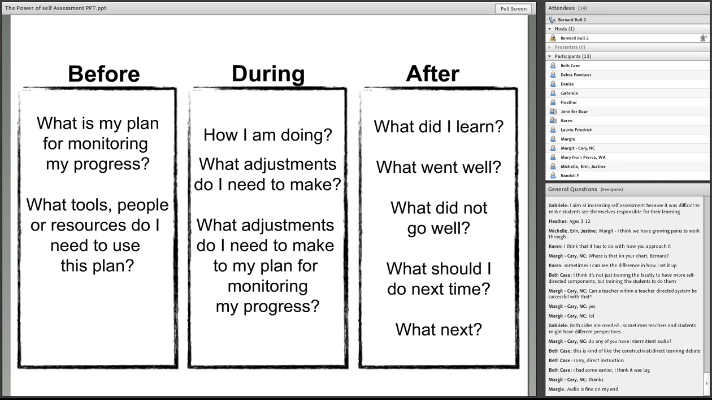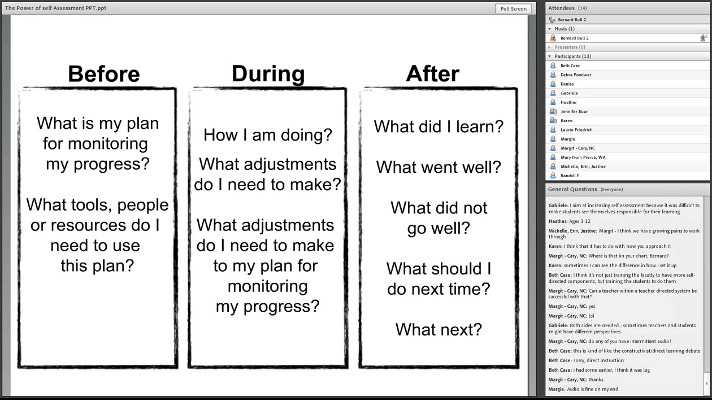Okay, so I wasn't very successful. Well, why? Or what did I do well? What do I need to adjust? And what kind of adjustments do I need to make? Again, this is where the teacher can help coach and guide the learner. The third one is, what adjustments do I need to make to my plan for monitoring my progress?